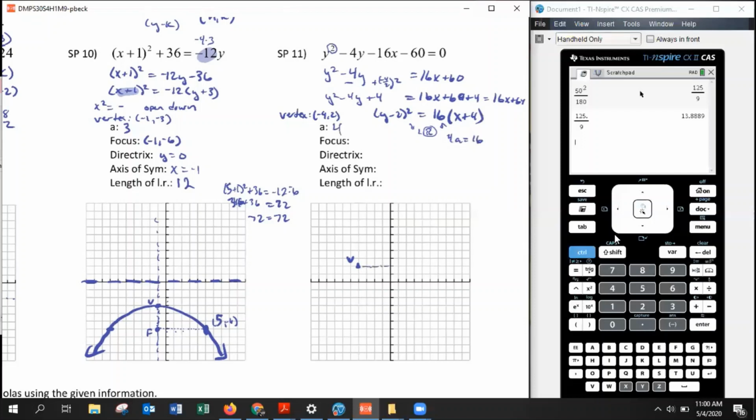So if I go 4 to the right, that's where I get my focus. And again, I'm going to the right because of the orientation. If I go 4 to the left, I will get my directrix. Let's go ahead and fill in that information. Our focus is at (0, 2), and our directrix is the line x equals -8.